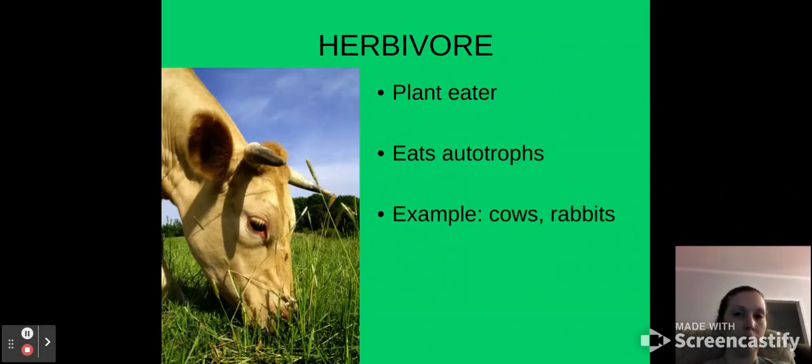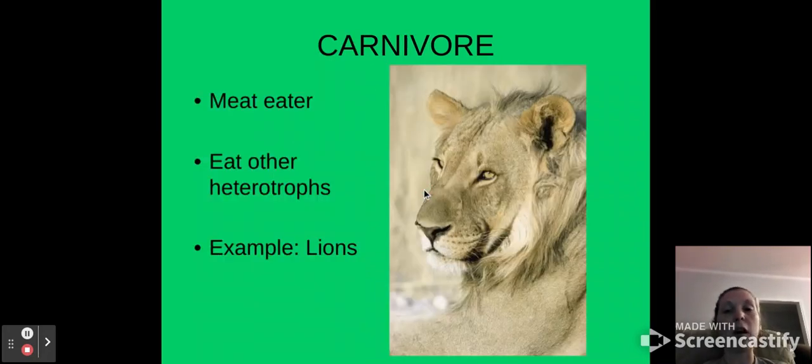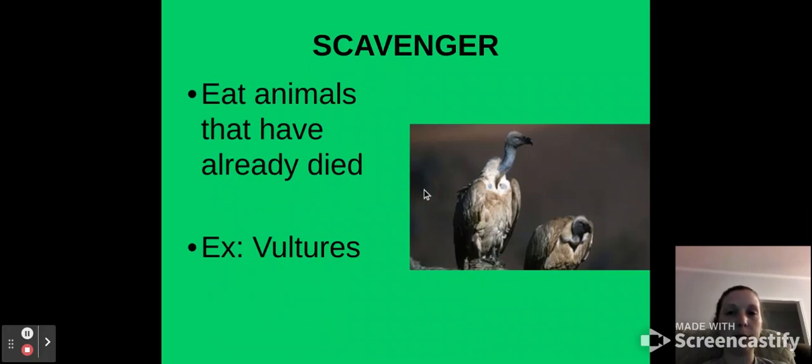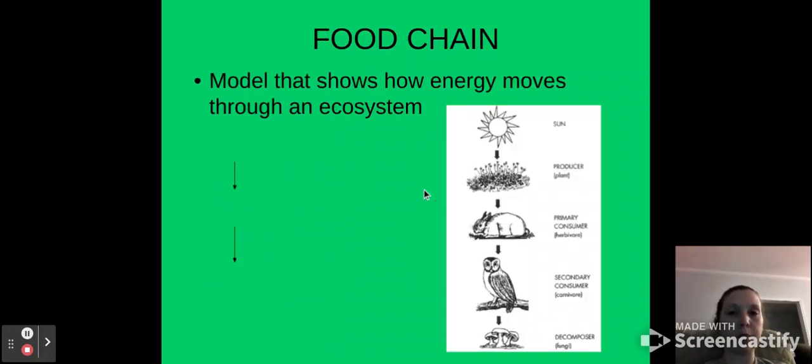Herbivores, it's got herb in it. We know herbs are plants, so that's plant eater. And they eat just the autotrophs. They do not eat other forms of meat, okay? So these would be cows, rabbits, things like that. You've got carnivores, which are the meat eaters, so they eat other heterotrophs, but not autotrophs. And these would be like lions. We've got omnivores, which are more like what we are, should be at least, that eats a variety of plants and animals. Scavengers, which we know eat things that are already dead, so that would be like vultures.